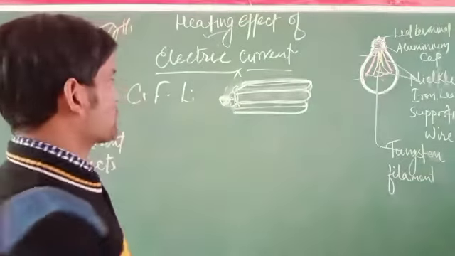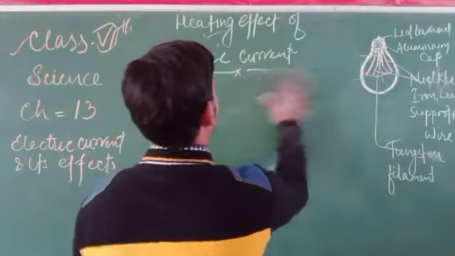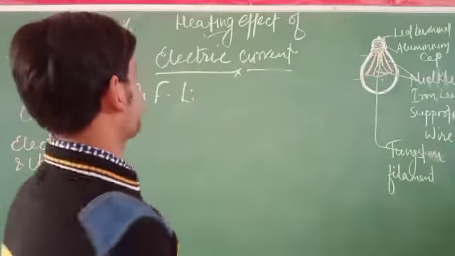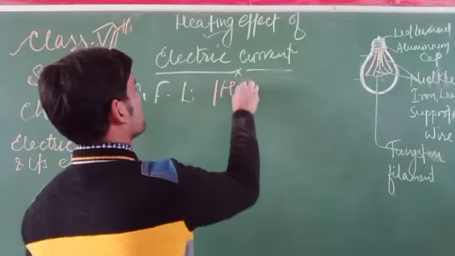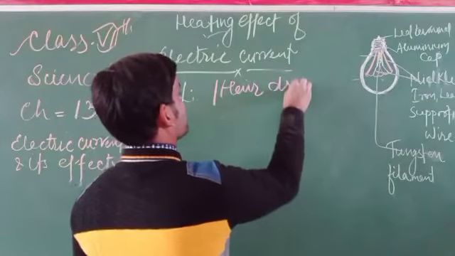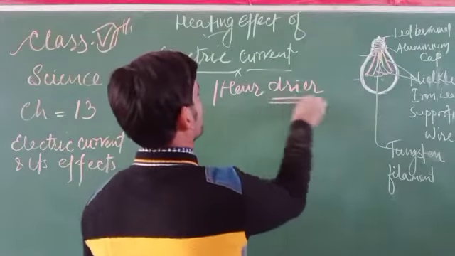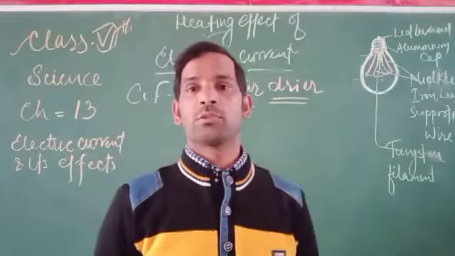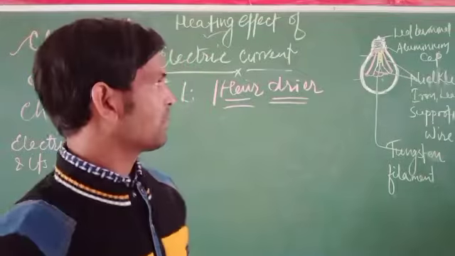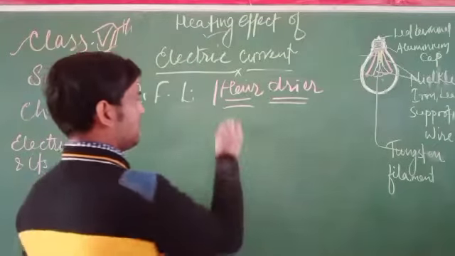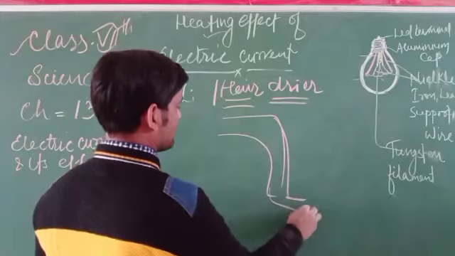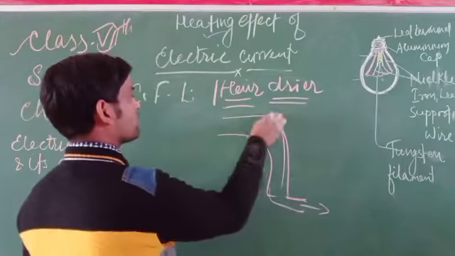And next to this, there will be a hair dryer, which also acts on the basis of the heating effect of an electric current. In a hair dryer, there will be a structure like this through which the air comes out.